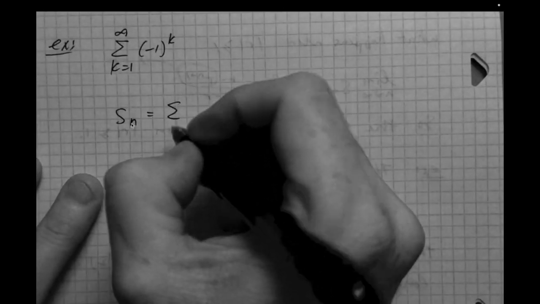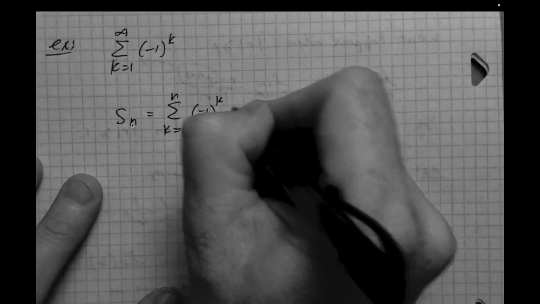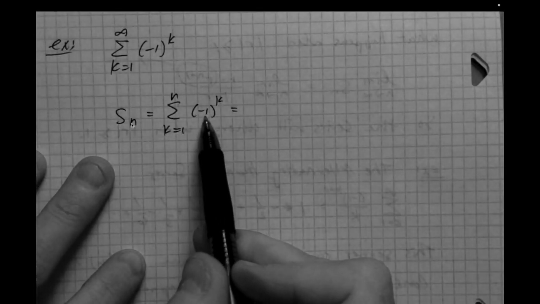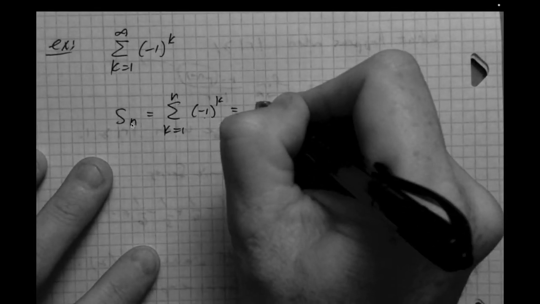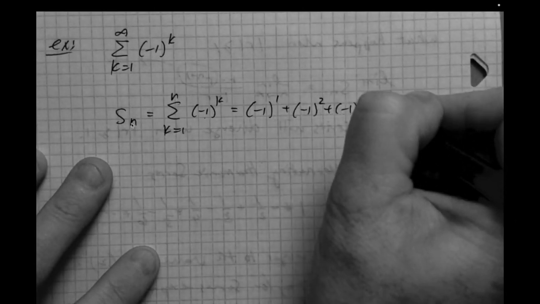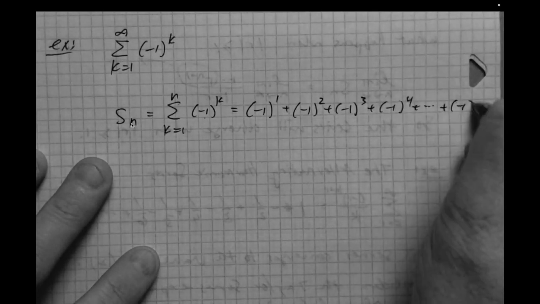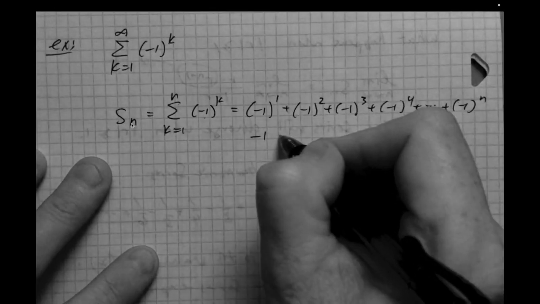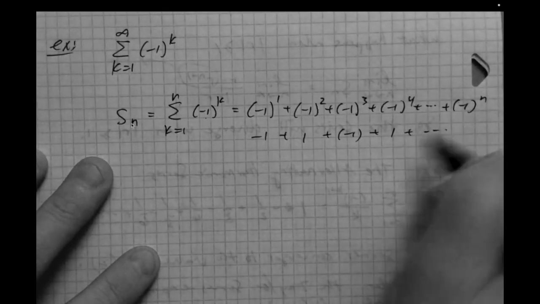Well, let's talk about the nth partial sum here. It's equal to the sum of k equals 1 to n of negative 1 to the k power. Now, think about what this is. This is like negative 1 to the first plus negative 1 squared plus negative 1 cubed plus negative 1 to the fourth plus dot dot dot plus negative 1 to the nth. So this is negative 1 plus 1 plus negative 1 plus 1 plus dot dot dot.